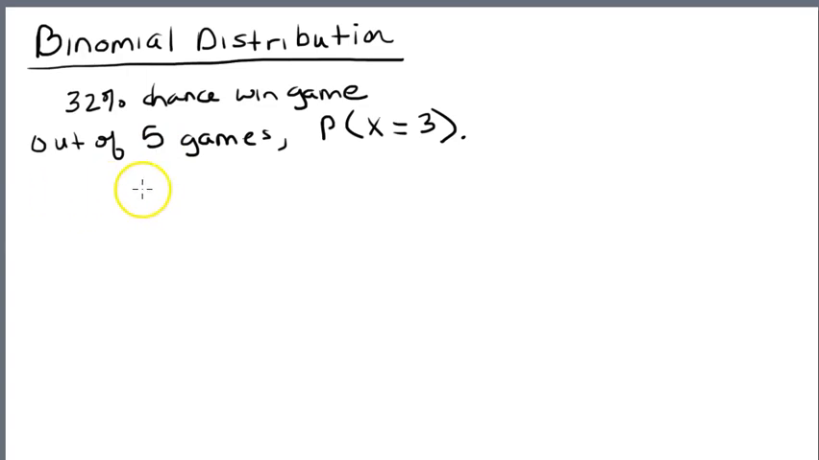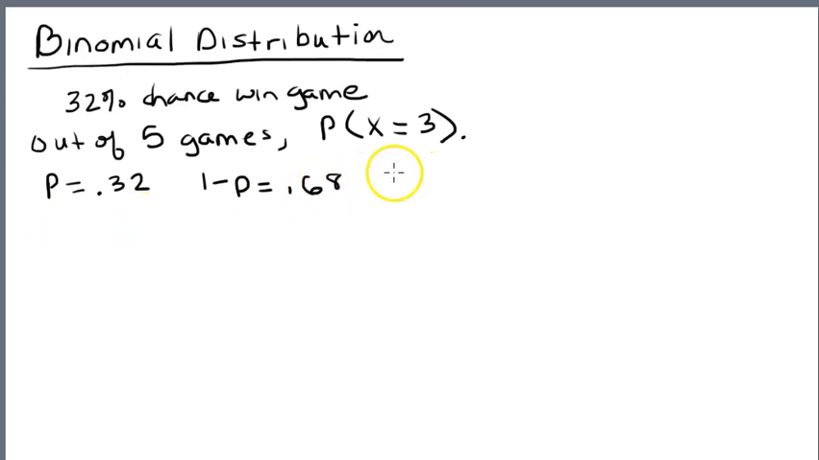So now, a couple things we want to figure out. First of all, what is our probability? Probability is 0.32. That's our probability of success. Well, if there's a probability of success, then we also have a probability of failure. Think about it. That's going to be 1 minus our probability of success, so 1 minus p, and that will be 0.68.